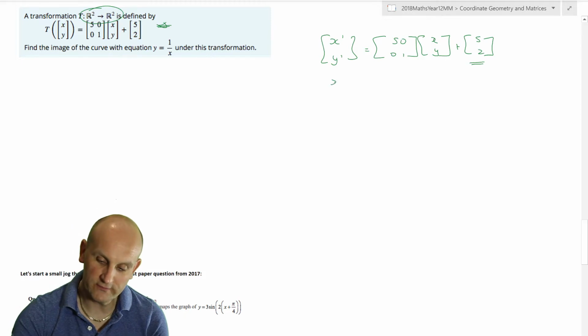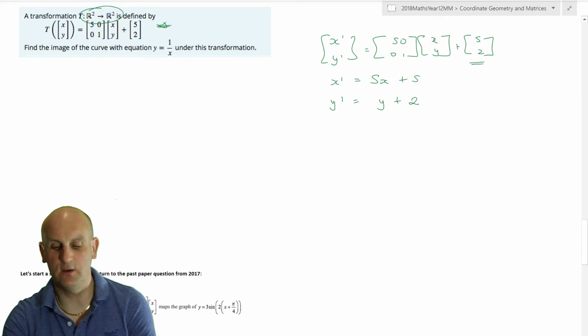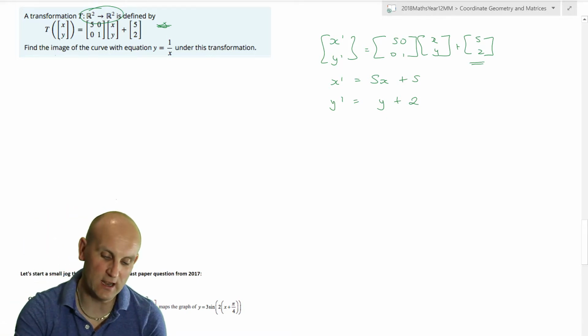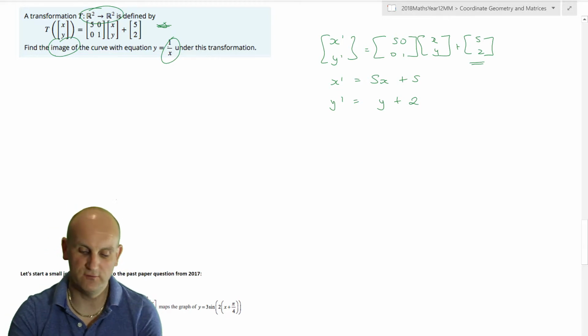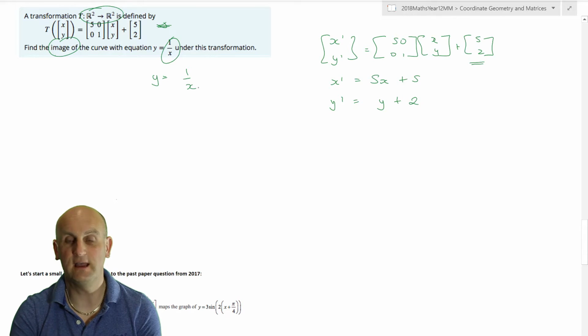So I can rewrite these equations as x dashed is equal to 5x plus 5, and y dashed is equal to y plus 2. Now you're going to say, why am I doing that? Because I want to find the image of the curve with the equation y equals 1 over x. They've given me in my original equation y equals 1 over x. How is that helpful to me? Well, because I now want to get the image.